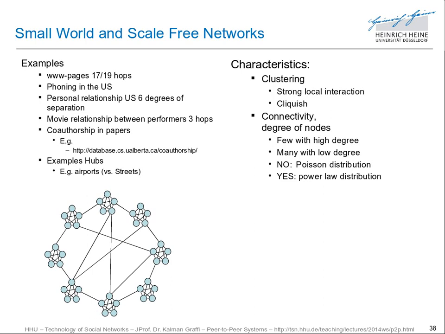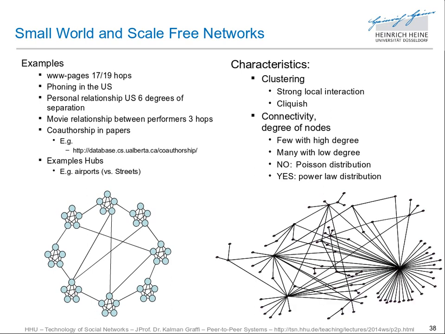Okay, and the characteristics are clustering, where they have a strong local interaction and they are cliquish, and the connectivity and the degree of the nodes. So we have a few high degree nodes and many low degree nodes.